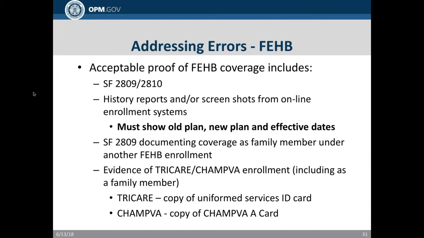Also, if the retiring employee is under their spouse's plan, we would need those 2809s to verify that they are a covered dependent. Or if they're under TRICARE, we need the uniform service card, whether it's theirs or their spouse's, as well as CHAMPVA. We would need the CHAMPVA card or the spouse's, just so we have proof that they are covered. And also, if the retiring employee is under TRICARE and they're over 65, we also need copies of Medicare A and B to verify that they are enrolled in that to continue TRICARE.